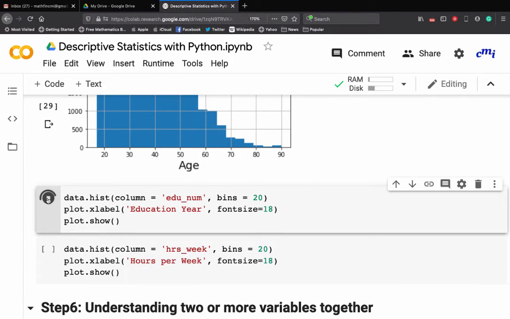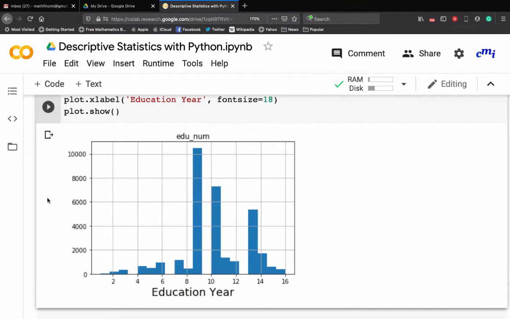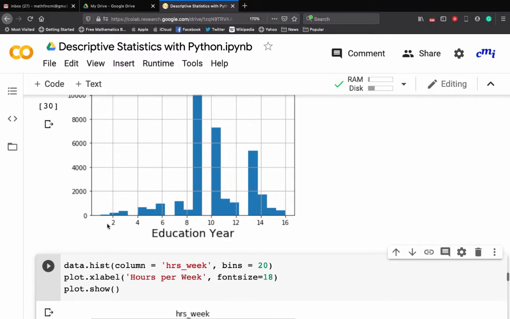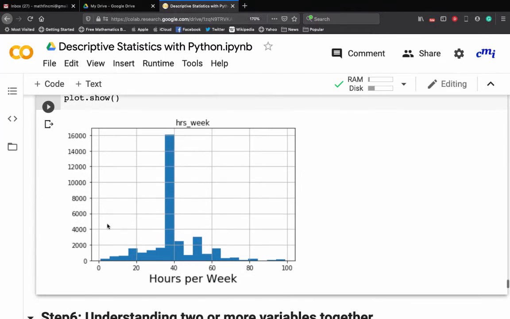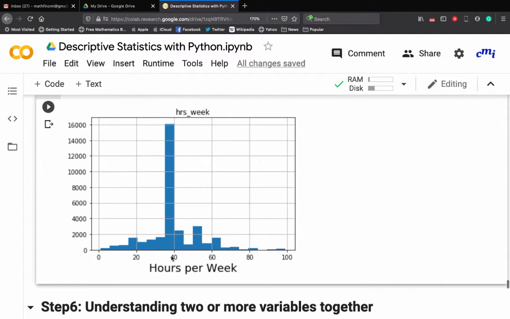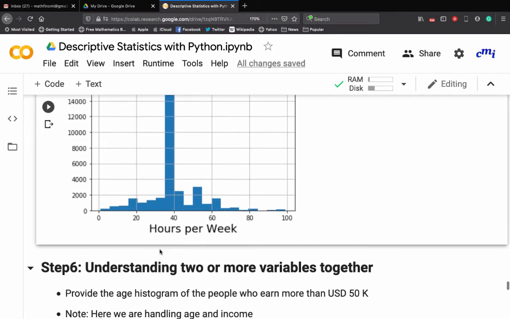In the same way we can see the histogram for the education, which is quite sparse, and we can also look at hours per week. Now you can see some of them are really overworked, because there are some people who are working 80 hours per week or near 100 hours per week, which is very rare. But most of the people are actually working 40 hours per week, which is standard in the United States.